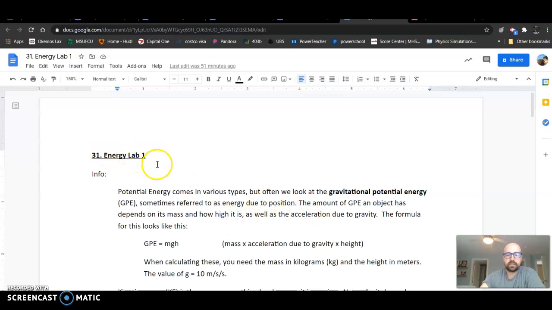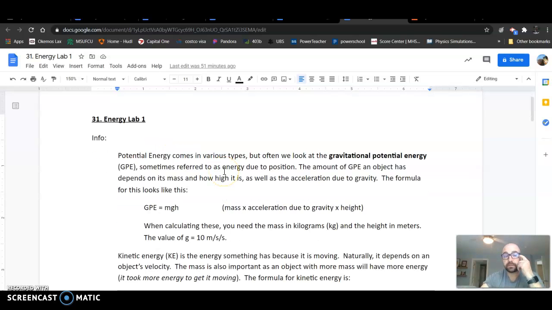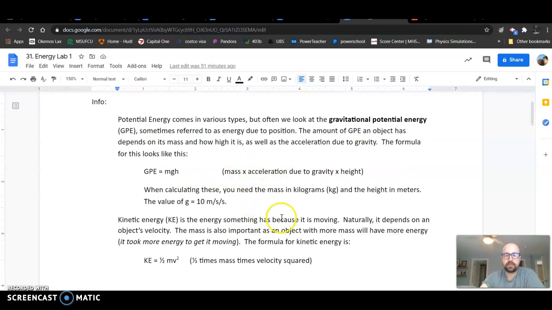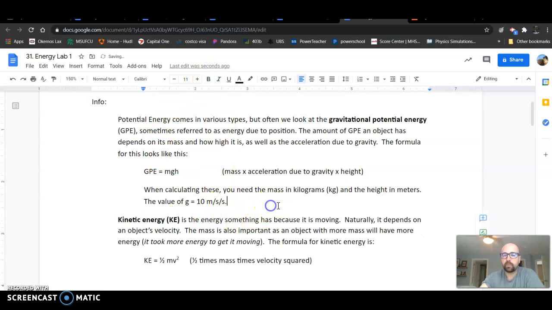So, today you want to get started on this lab here. I've posted this, and make sure you pay attention to the beginning here. It's got gravitational potential energy and kinetic energy. We talked about those in class, but here I've given you the formulas for these.